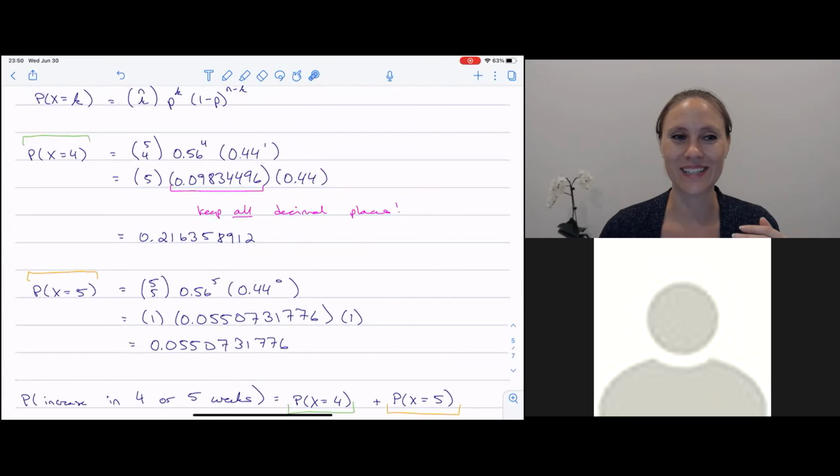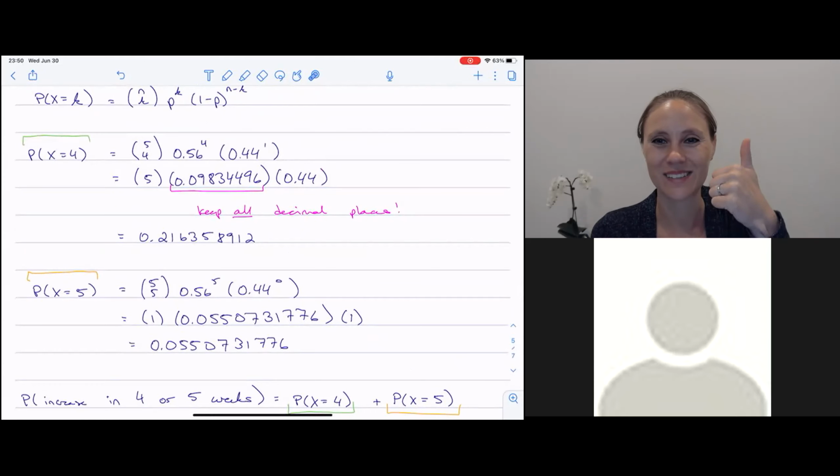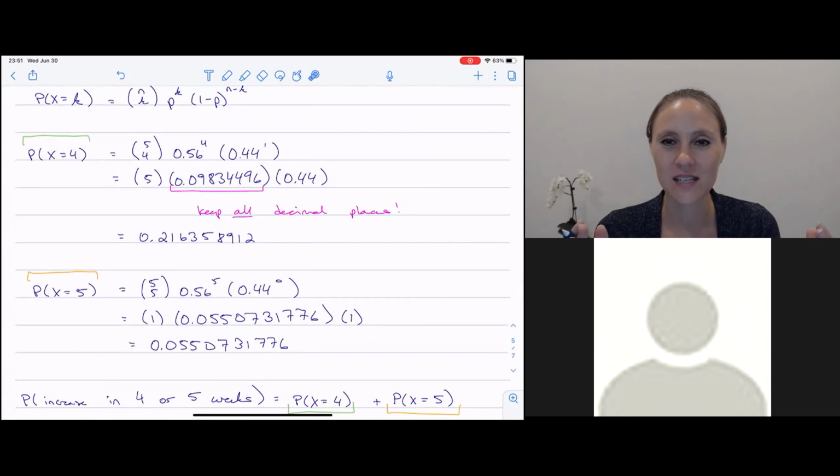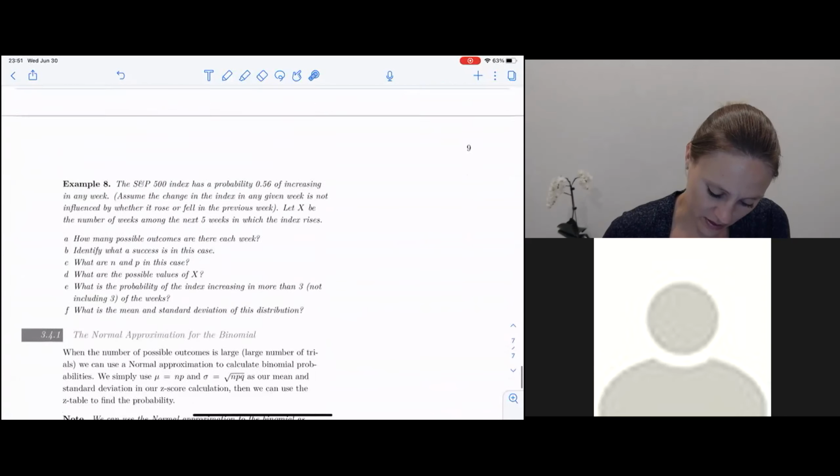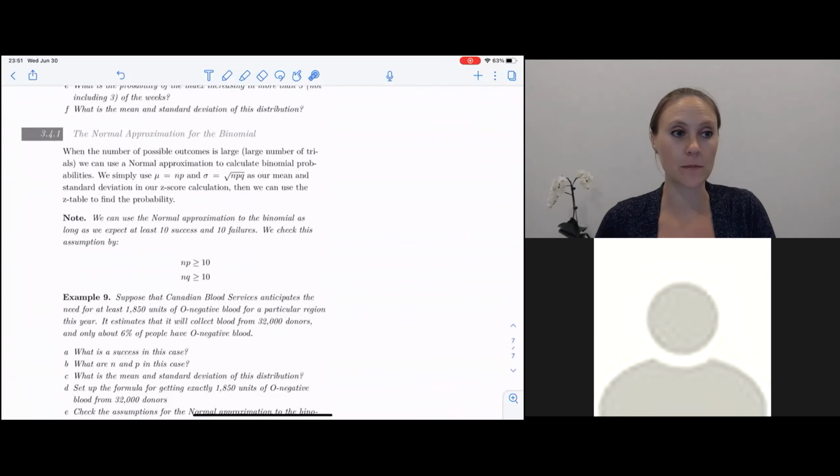Now imagine you had 20 trials. Instead of 5 weeks, you're looking at 20 weeks. What's the probability of at least 10 increases in those 20 weeks? Well, that's 10, 11, 12, 13, 14, all the way to 20, and you would have to find all of those, which just sounds like a lot of work. So we don't want to do that. That's why we have the normal approximation. So that's pretty neat.